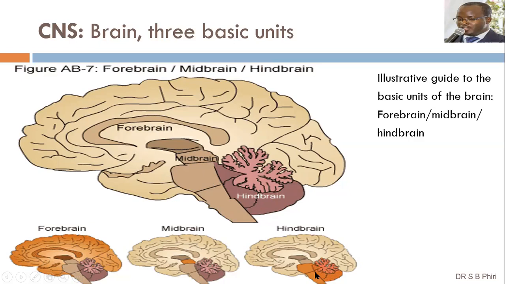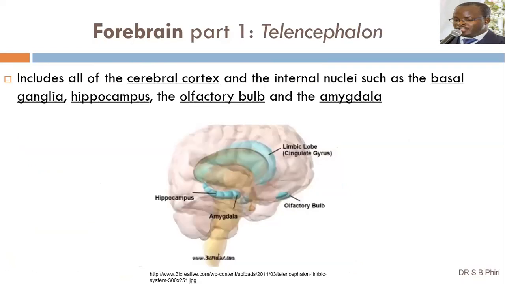This is just a basic guide on the structure of the brain, which you'll also have covered in anatomy. A bit of information on the forebrain, because when you're talking of motor function, you also need to understand the forebrain. The forebrain is called the telencephalon. It includes all the cerebral cortex and the internal nuclei such as the basal ganglia, the hippocampus, the olfactory bulb, and the amygdala. These are the components of the telencephalon, or the forebrain.